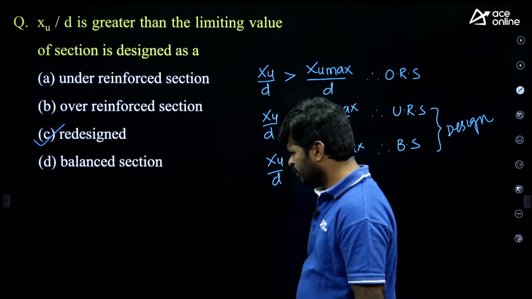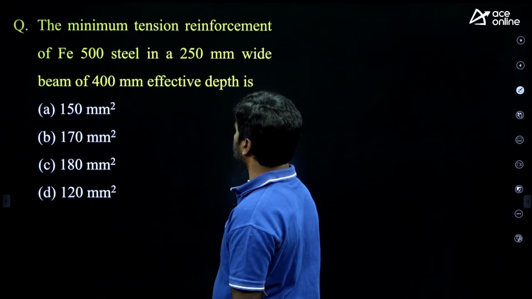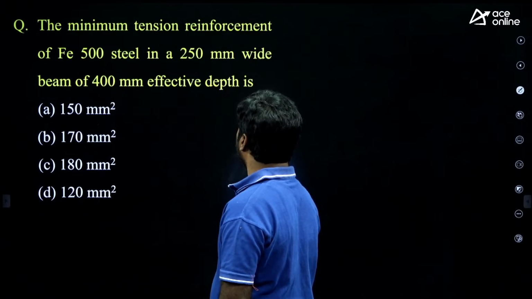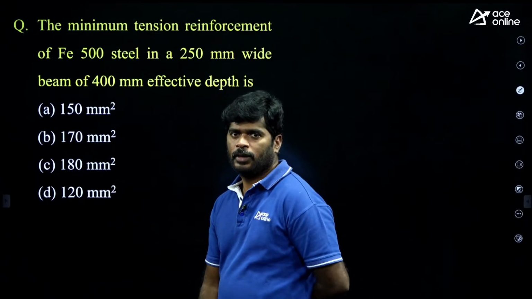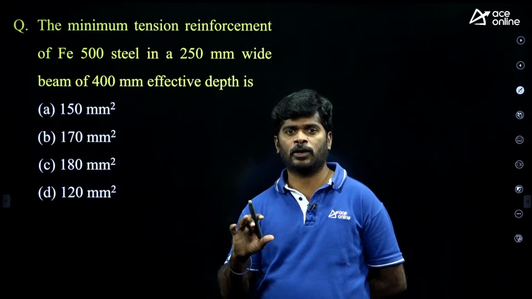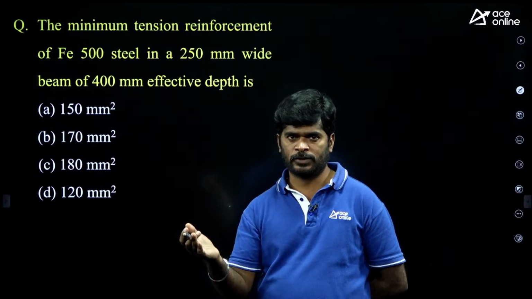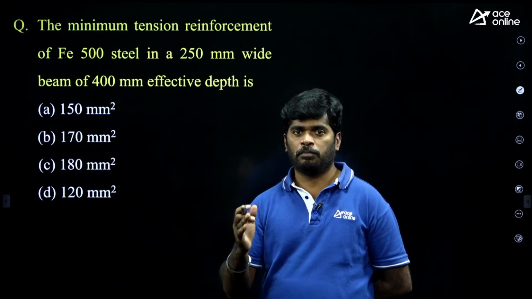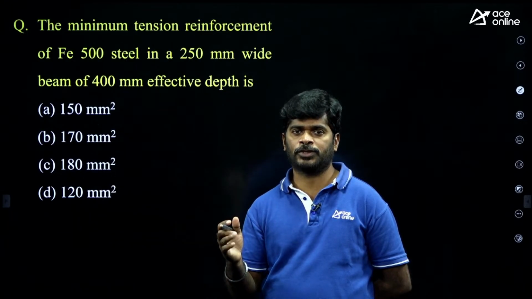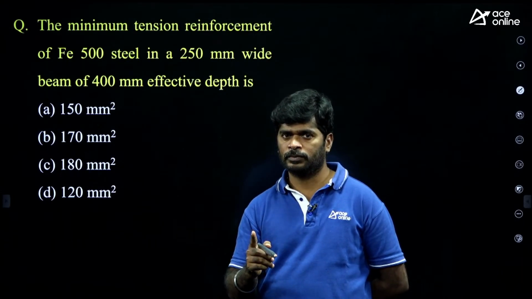Next question. The minimum tension reinforcement of Fe 500 steel in a 250 mm wide beam of 400 mm effective depth is, right? My dear, minimum steel is very important in beams, in slabs, in columns as well as in footings. Footings are no problem because they are the same as slabs, okay? So take care. Minimum steel in beams, slabs, columns. One question you may expect.